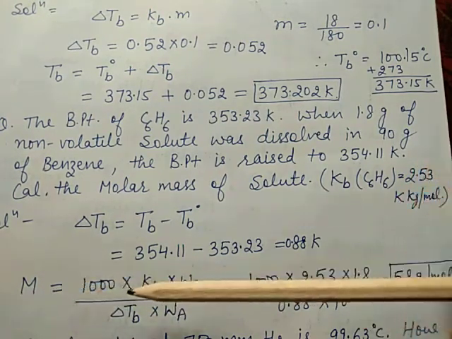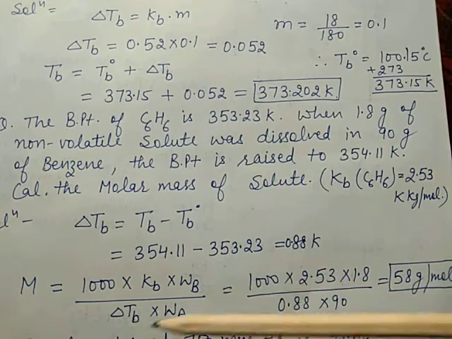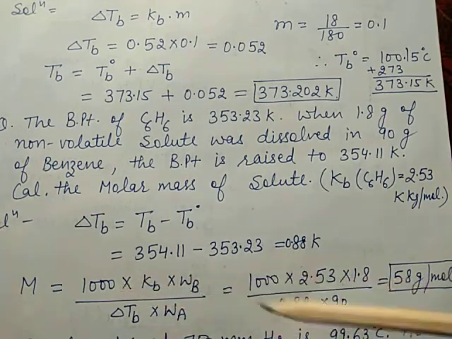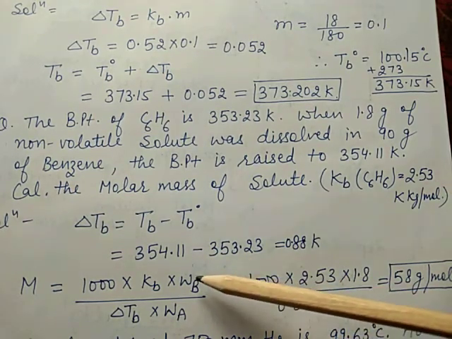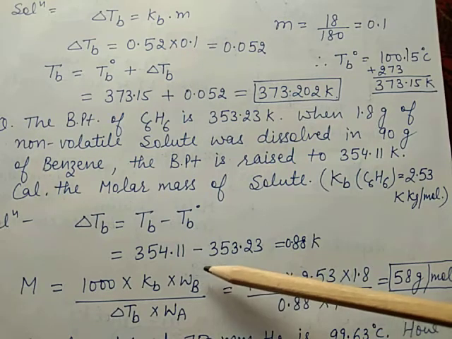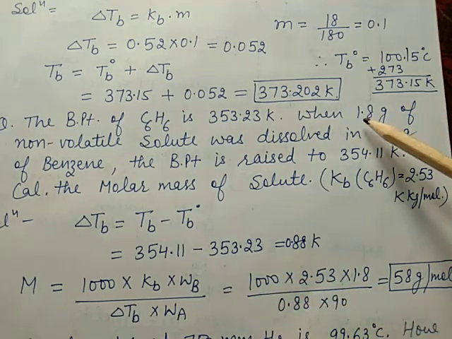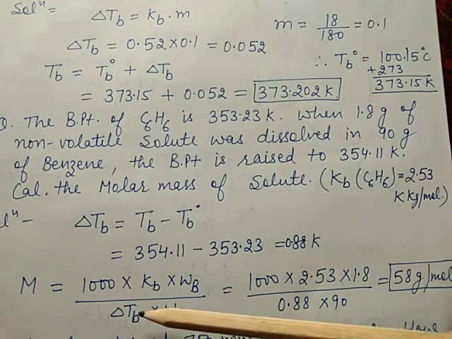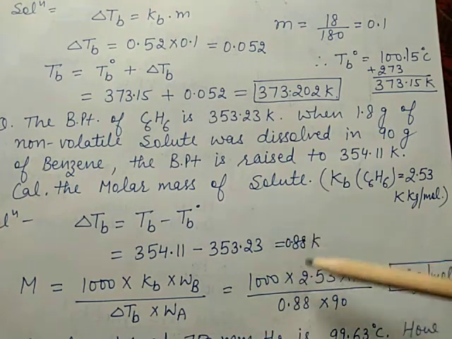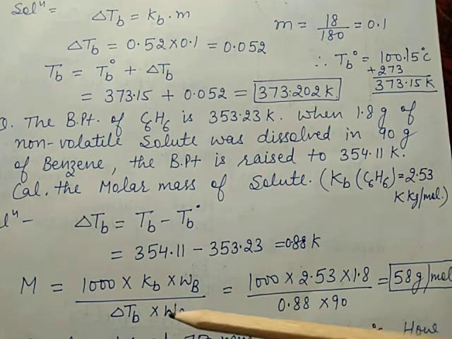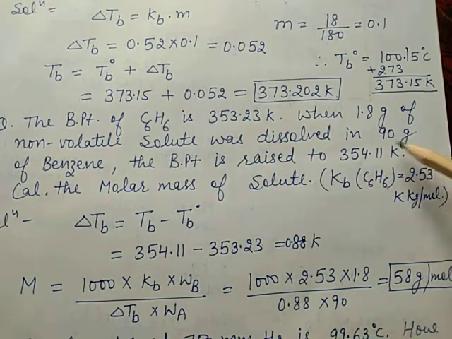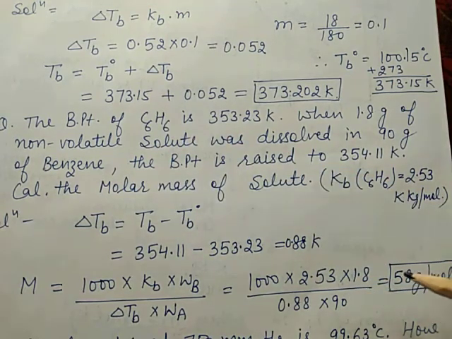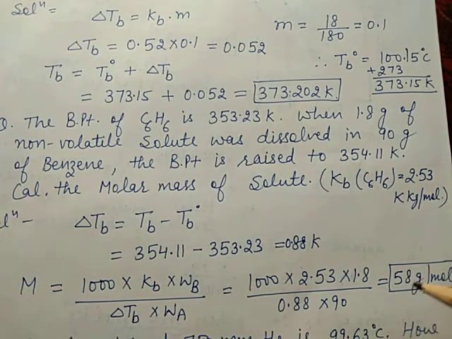Mb is equal to 1000 into Kb into Wb divided by delta Tb into Wa. Here the Kb value is given, 2.53, multiplied by the mass of solute given, that is 1.8 gram of non-volatile solute. The delta Tb value we have calculated is 0.88, and Wa is 90 gram of benzene. After calculating, 58 gram per mole is the answer.